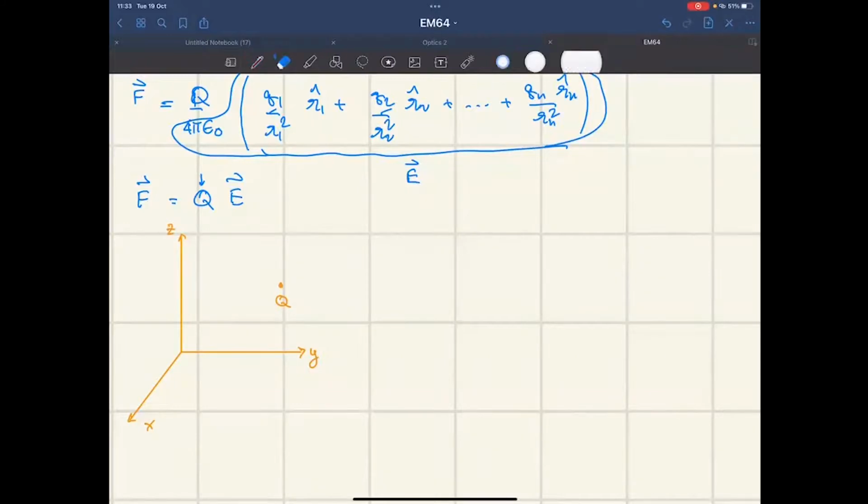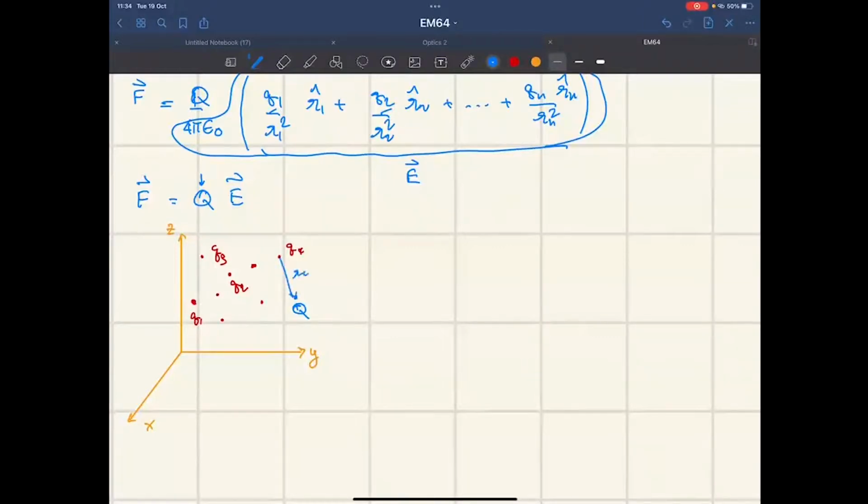Let me write it down. Let's say first we have Q1 here, and Q2 here, and Q3 here, and Q4 here, and we have too many Q's here, a lot. And all these Q's actually generate an electric field without us seeing it. To be able to feel the force, we put a charge Q here. It can be positive or negative, it depends on us.